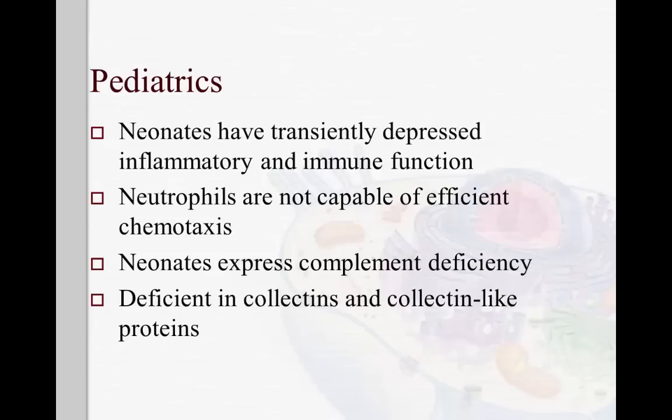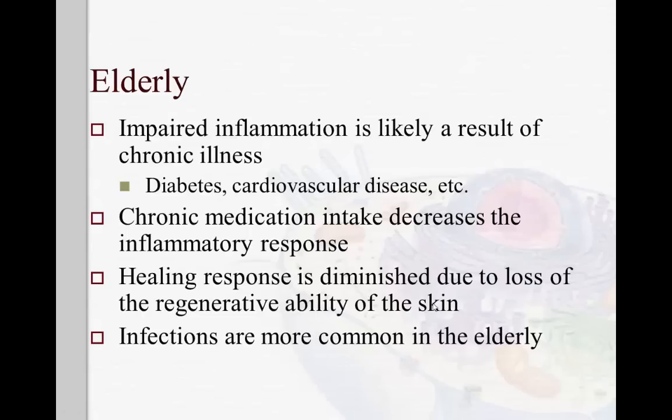Now let's talk about the inflammatory process and healing process in the pediatric and elderly population. Remember that the immune system is transiently depressed and immature in neonates, so the healing process could be delayed. The neutrophils are not capable of chemotaxis. The neonates will express complement cascade deficiency, and also the collectins and adhesins are immature as well. So the pediatric population would have a delayed healing process due to an immature immune system.